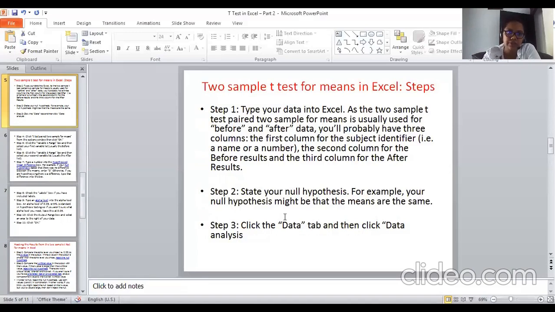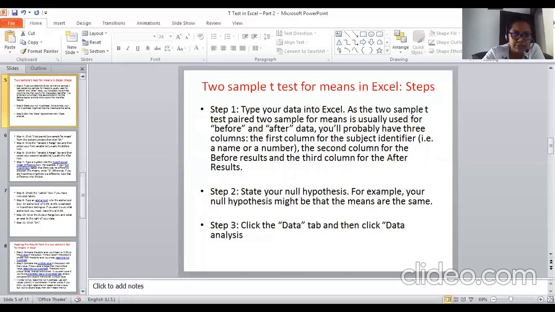the training session. So in that case, the subject identifier means we are going to name our salesmen as 1, 2, 3, 4, 5, 6, 7, 8, 9, 10, 11, 12, since there are 12 individuals in our sample. So step 2, state your null hypothesis. For example, your null hypothesis might be that the means are the same.